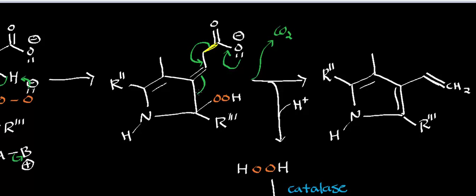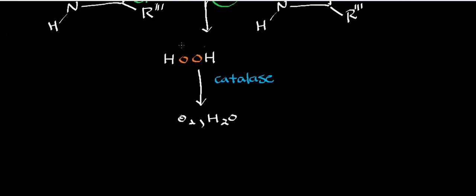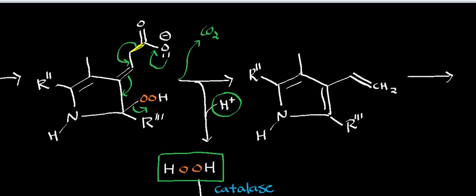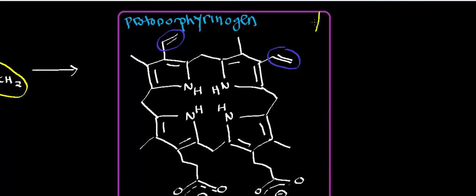This double bond rearranges over here, and it's going to kick off the peroxide species, or the peroxide anion, and when it picks up a proton from solution, it's going to become our friend hydrogen peroxide, or maybe not our friend, that's a toxic molecule. And then hydrogen peroxide will then react with catalase, and that gives us molecular oxygen and water. And so once again, you notice that we have the vinyl group now here on the second pyrrole ring of this tetrapyrrole. And now, after this transformation, we have this guy, which is protoporphyrinogen.